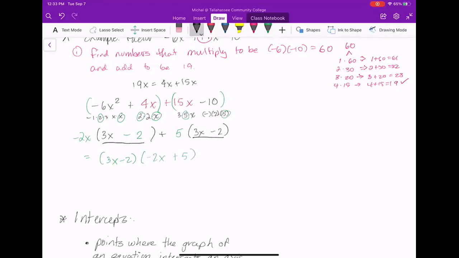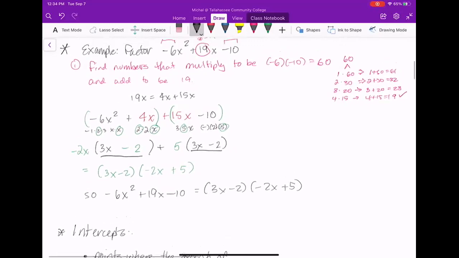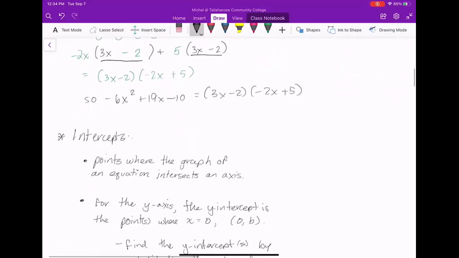So my factored expression overall: negative 6x squared plus 19x minus 10 is equivalent to 3x minus 2 times negative 2x plus 5. If I were to multiply these two terms out using FOIL or distributing twice, I should get the exact same thing that I started with, which is negative 6x squared plus 19x minus 10. And I'm going to be using those steps in order to find the intercepts and the zeros of a variety of functions within today's lesson.